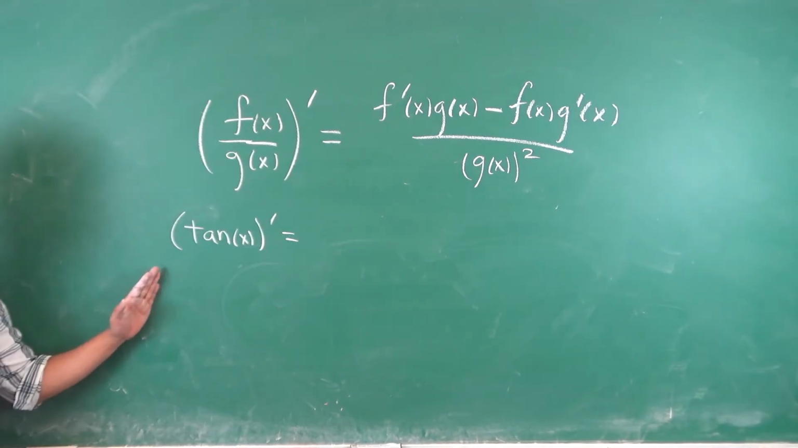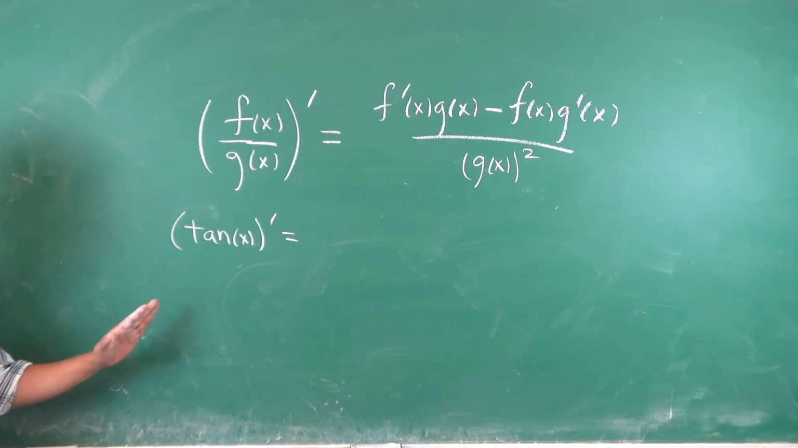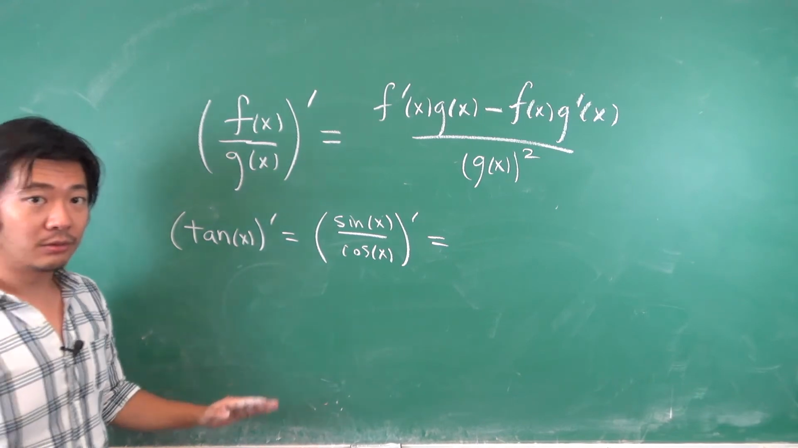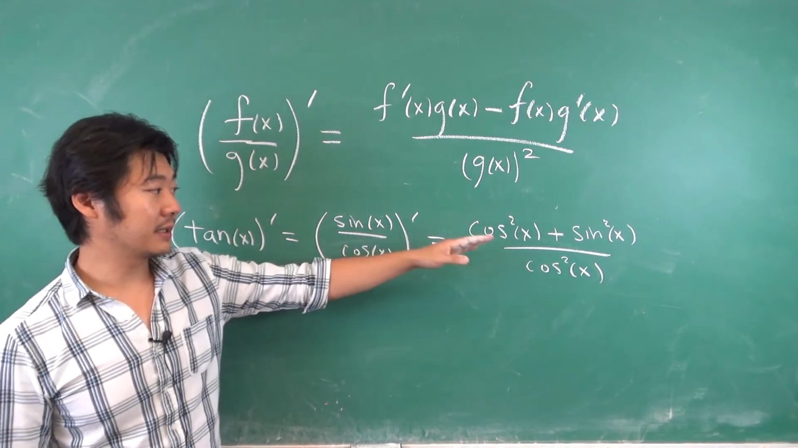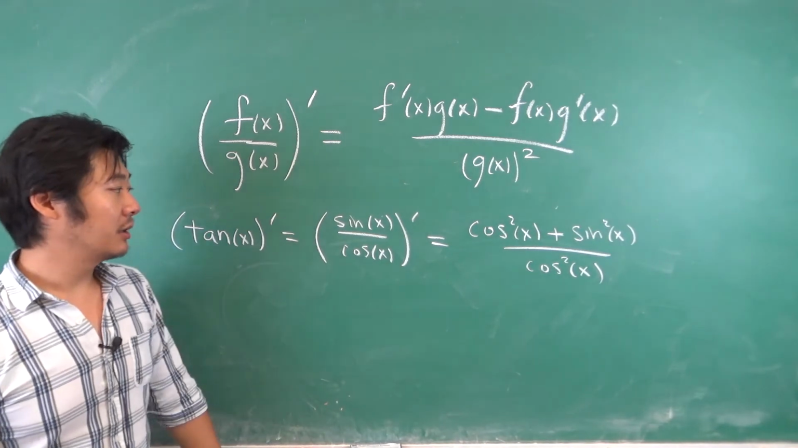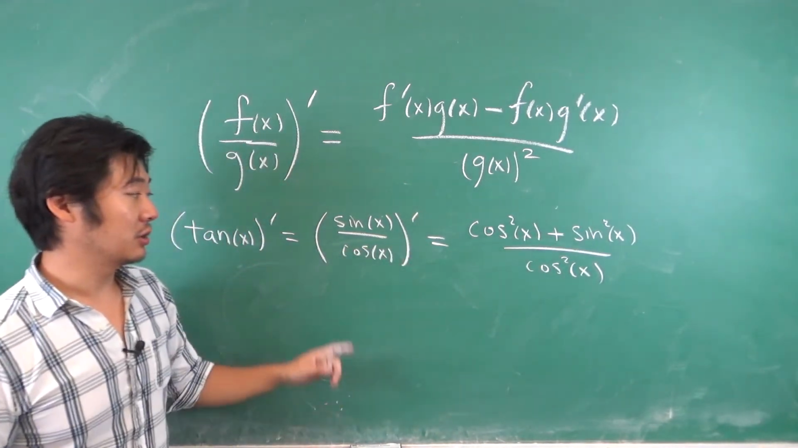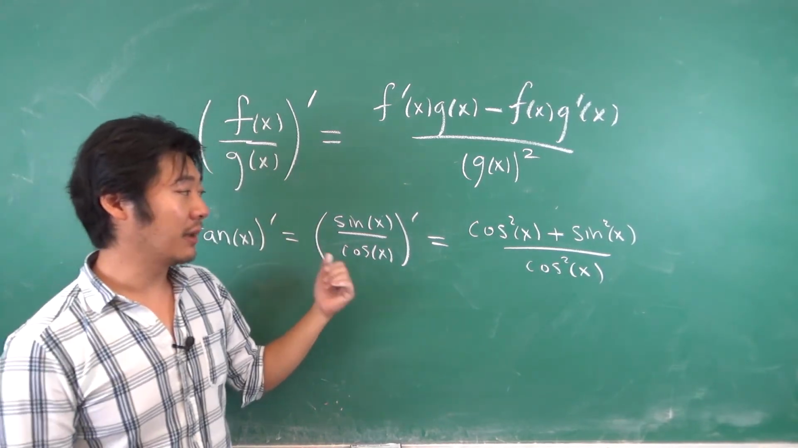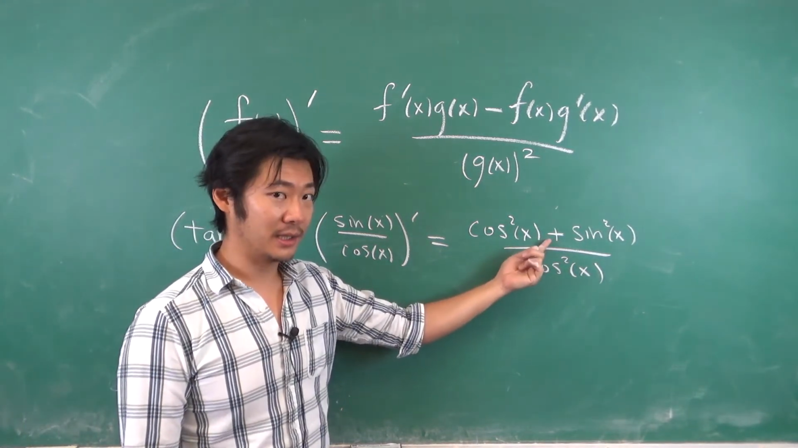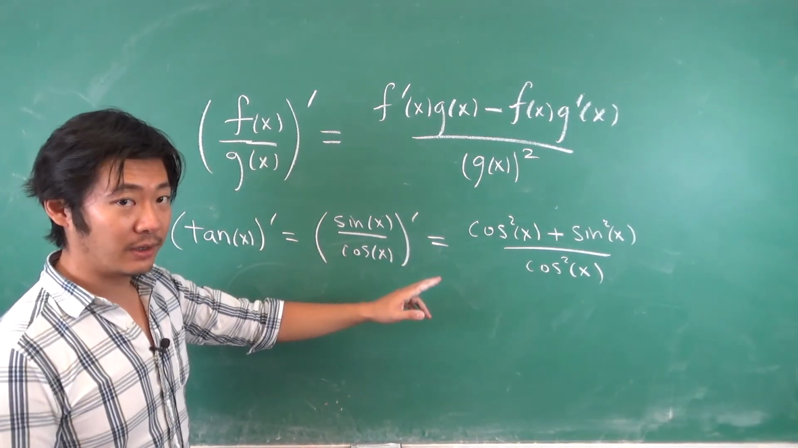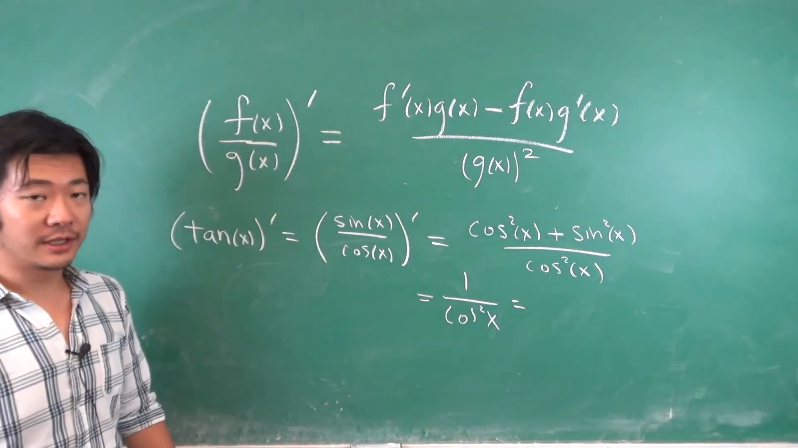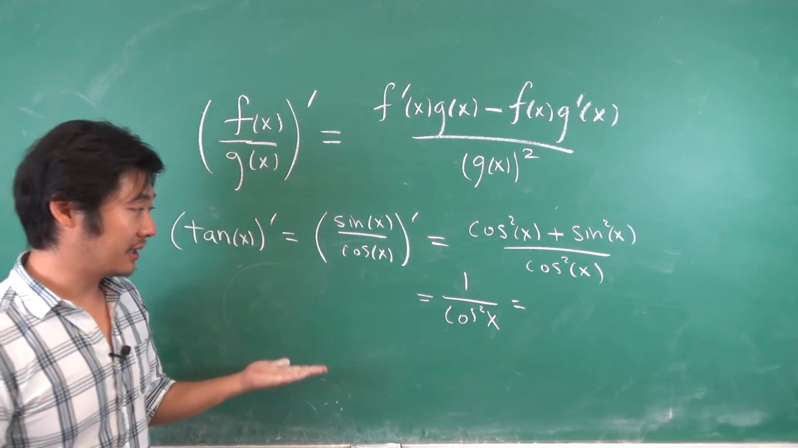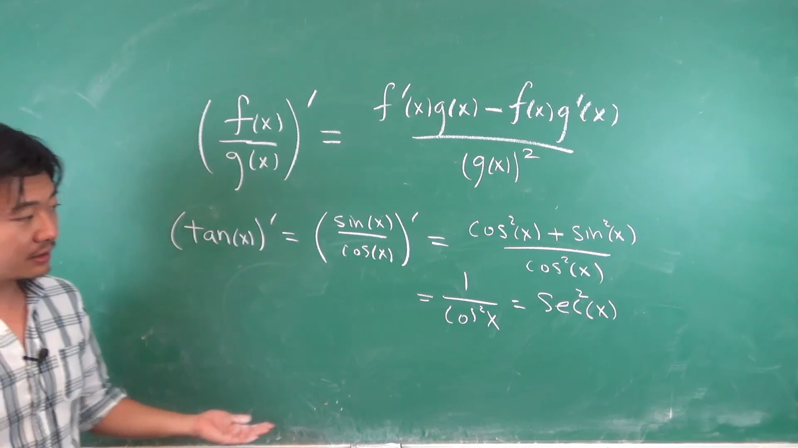If we want to take the derivative of the tangent function, tangent is by definition sine divided by cosine. Applying the quotient rule, we have cosine squared plus sine squared divided by cosine squared. Note that we have a plus because the derivative of cosine is minus sine, and then times sine gives you minus minus sine squared, so plus sine squared. Cosine squared plus sine squared is 1, and 1 over cosine squared, or rather 1 over cosine, is secant, so this is secant squared. So the derivative of tangent is secant squared.